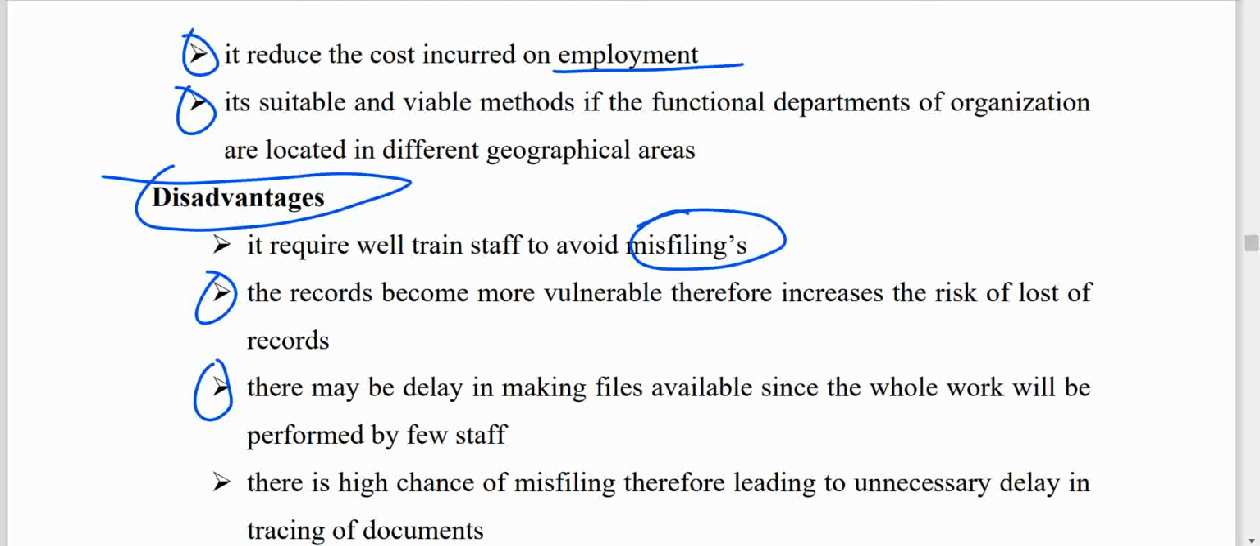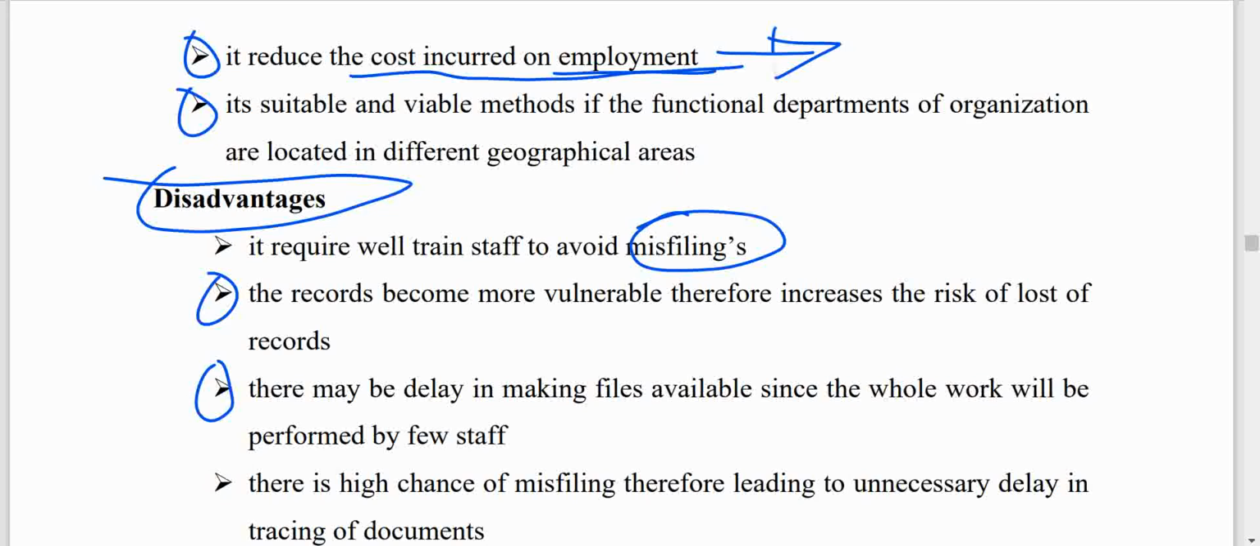The next thing we can say is that there may be delay in making files available since the whole work will be performed by few staff. Like we said in the advantages, it will reduce the cost incurred in employment, meaning they will employ few staff because the system doesn't need very many staff. Now the problem will also be that making files available may be very hard since the whole work will be carried out by few staff.